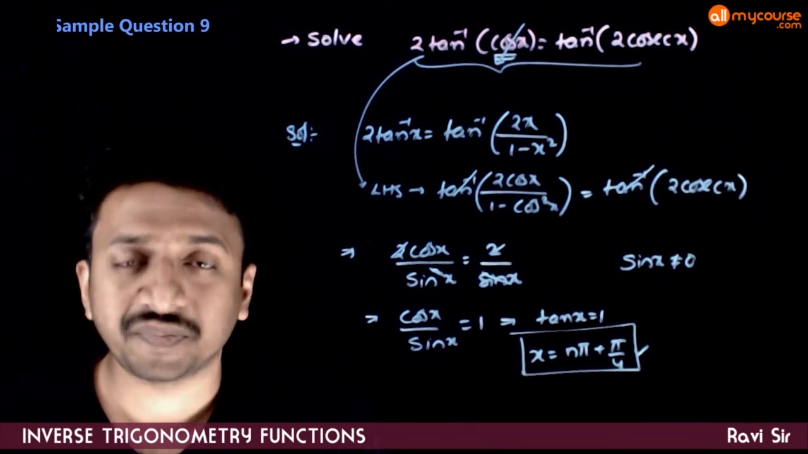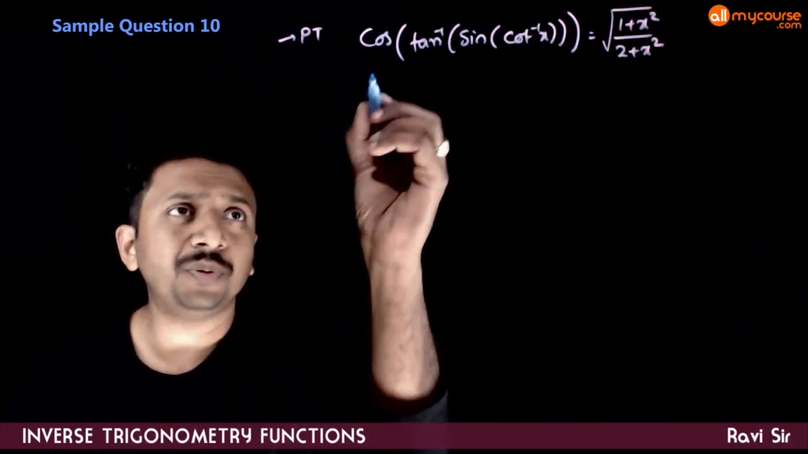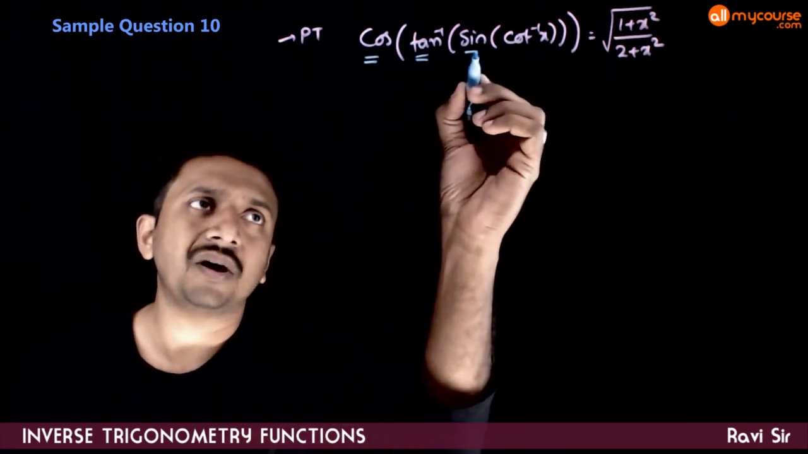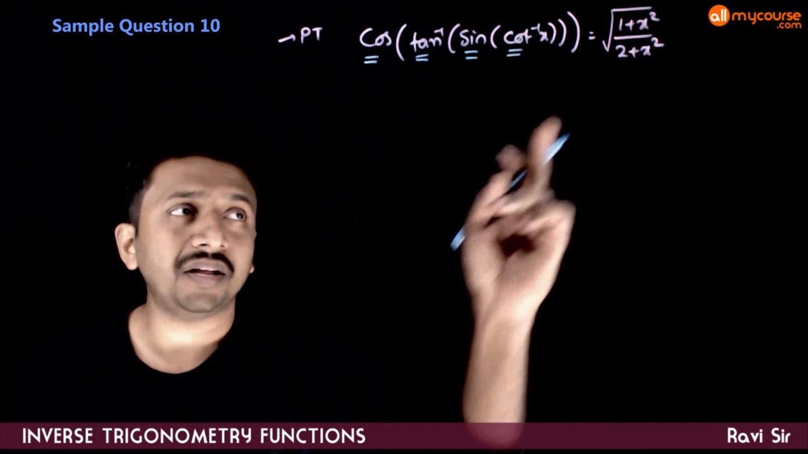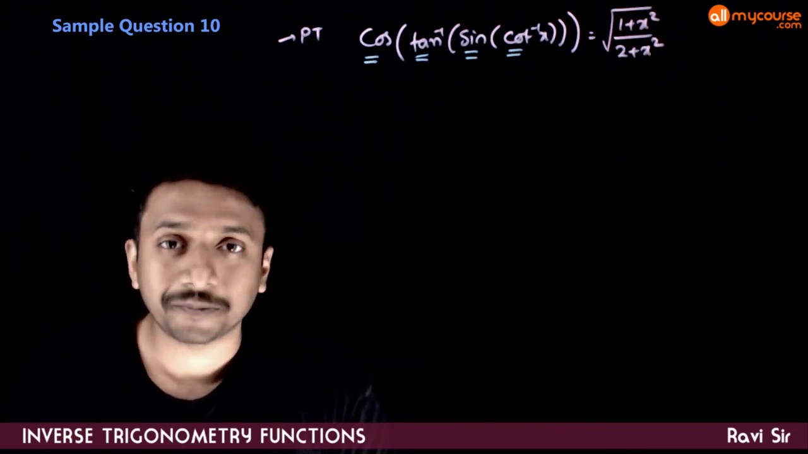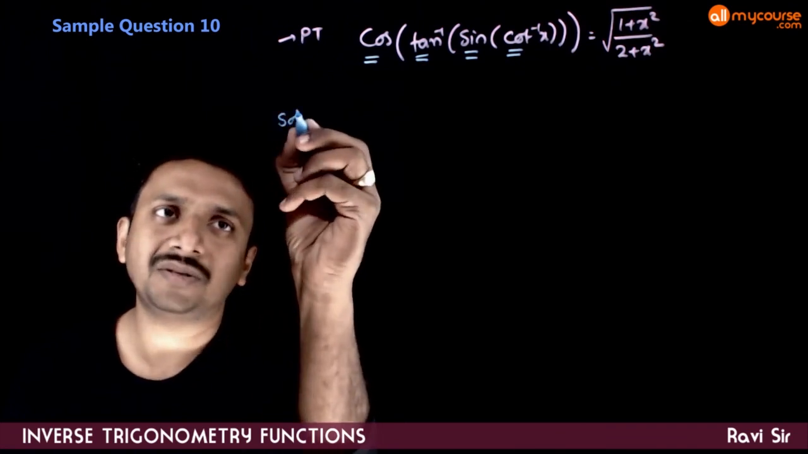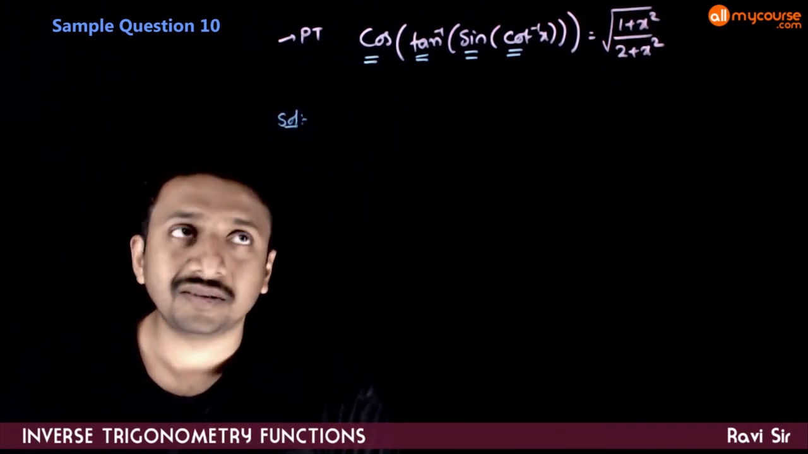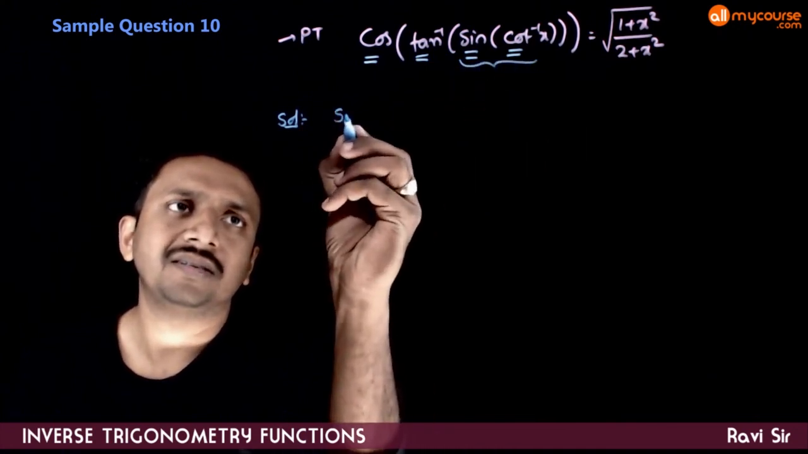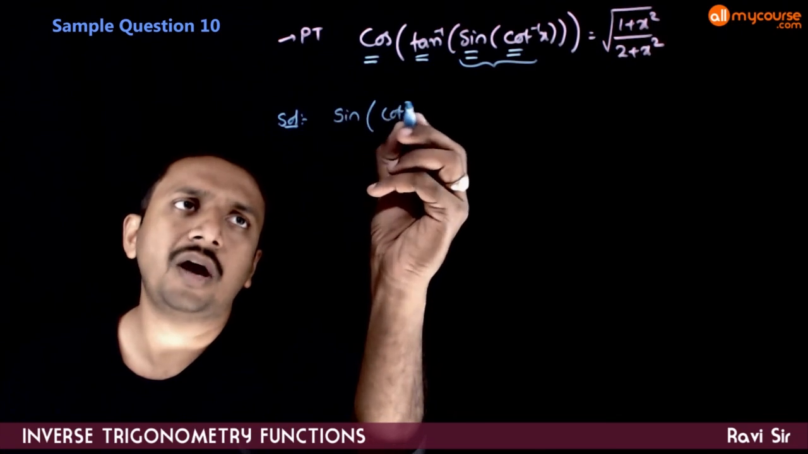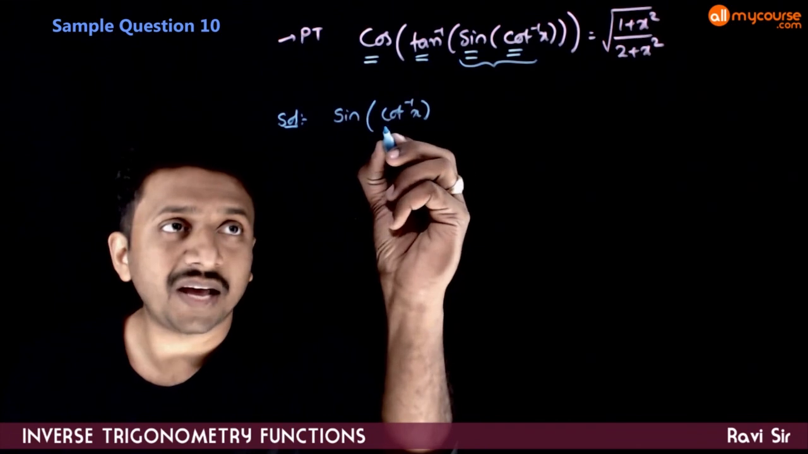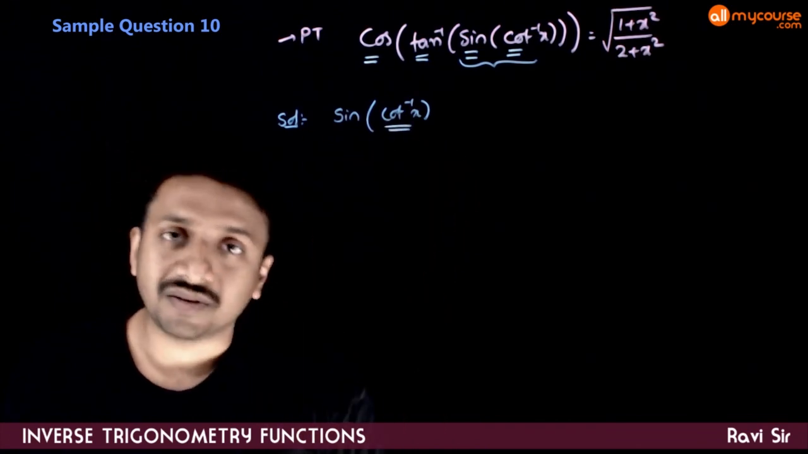In this question, we are asked to prove that cos of tan inverse of sine of cot inverse x is equal to the root of (1 plus x square) by (2 plus x square). Let us try to systematically prove this. So first, let us try to simplify sine of cot inverse x. To simplify this, let me convert cot inverse into sine inverse.